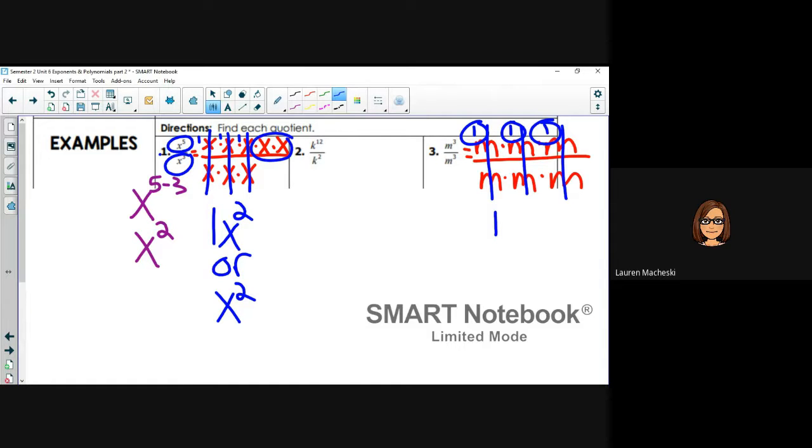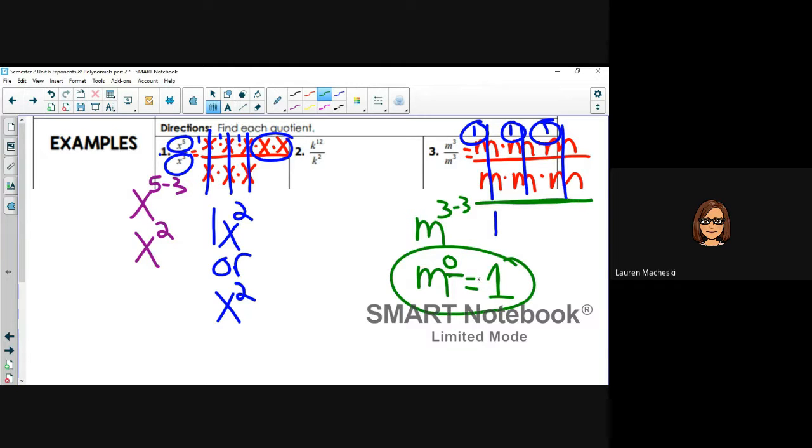All right, let's look at it actually using the rule. When we're dividing like bases, we keep that base and we subtract the exponents. Well, 3 minus 3 is 0. Anything to the 0 power equals 1. This is the 0 power rule. Anything raised to the 0 power equals 1. This kind of explains it a little bit better, but if you want to do the subtraction rule, you just have to remember, don't leave it as m to the 0. You've got to know anything to the 0 power equals 1.